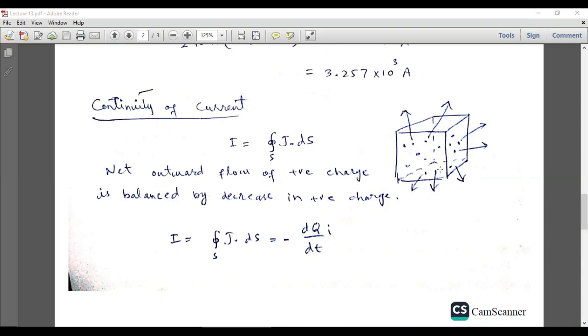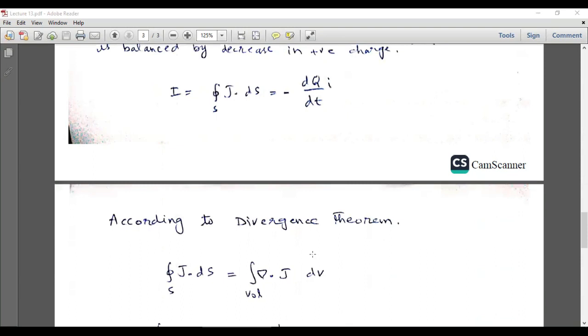So since the charges are moving outward, definitely there will be current flowing, and the current in that case will be equal to the closed surface integral of j dot ds. And we will use a closed surface integral in this case because this volume charge distribution constitutes a closed surface, and that current is also equal to minus dq by dt. And we have put a negative sign over here because the number of charges in this volume is decreasing with the passage of time. So let's apply divergence theorem for this expression.